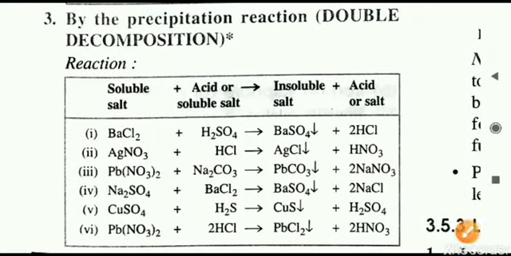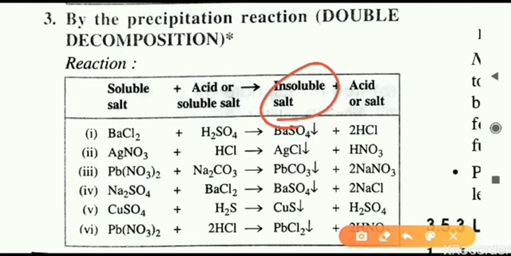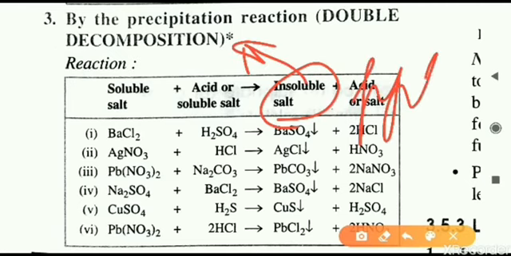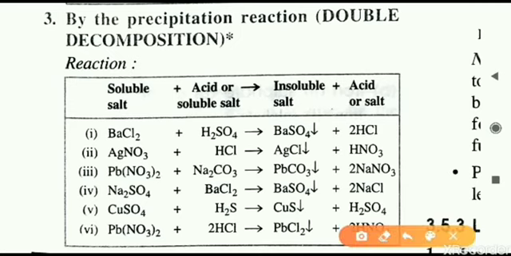Next, third and the last method of preparing the insoluble salt is precipitation reaction. A precipitate will form. Precipitate means an insoluble salt will form. That salt will be insoluble in nature, that is coming out in the form of a precipitate. Let us see the reaction that is going on. Here we will take a soluble salt and we will react it with another soluble salt, or we can take acid as well. So this is the general reaction.